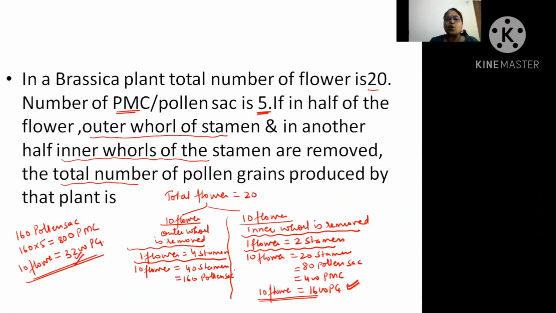So we have to add this total now. So 3200 plus 1600. So your number of pollen grain will be 4800. So total number of pollen grains, answer for this will be 4800 pollen grain will be produced. I hope you can check it carefully how we are solving this answer. What you have to remember, when they are saying outer whorl is removed, means 2 stamens are gone, so only 4 are left. And when they are saying inner whorl is removed, it means 4 are gone, only 2 are left. So first you do this work with the one flower, how many are left.